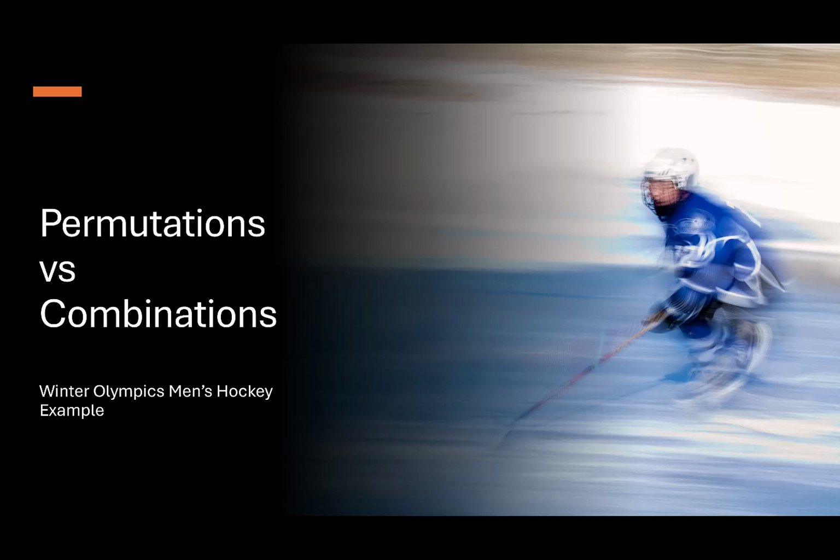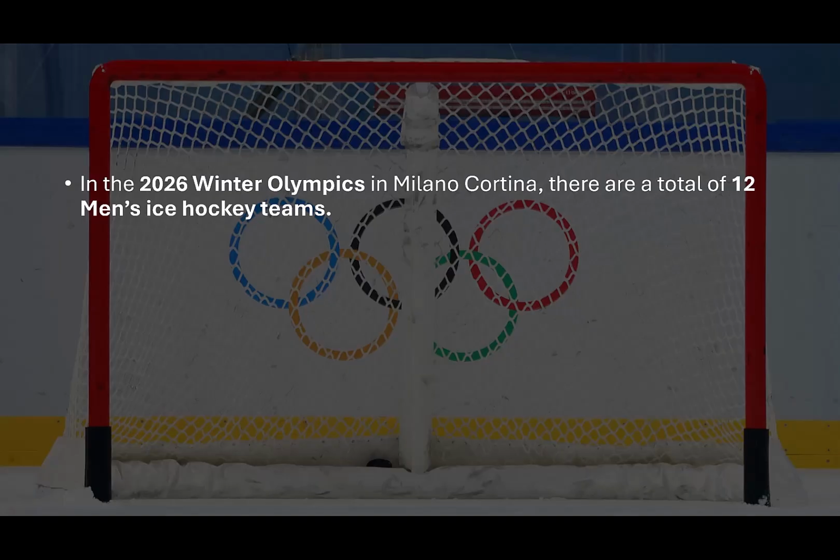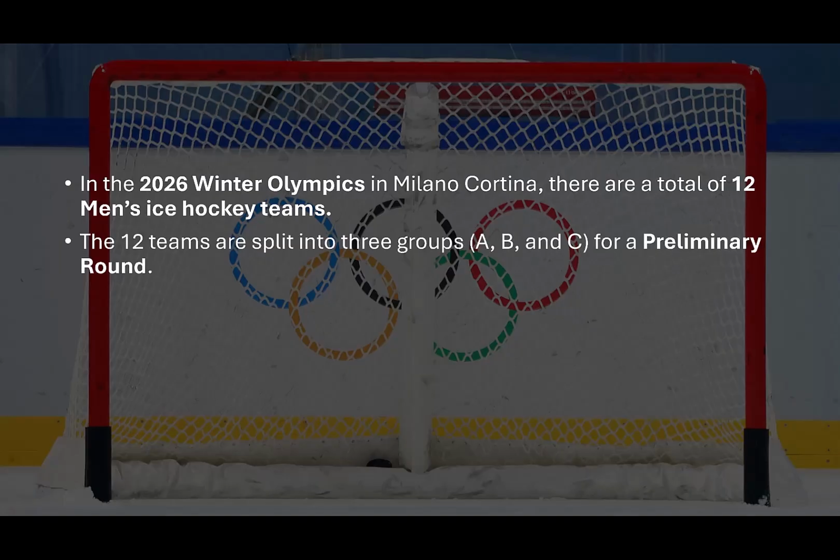Everybody, today we're looking at permutations versus combinations, and I'm going to use the Winter Olympics men's hockey as our example. In the 2026 Winter Olympics in Milano, there are a total of 12 men's ice hockey teams. The 12 teams are split into 3 groups, A, B, and C, for the preliminary round.